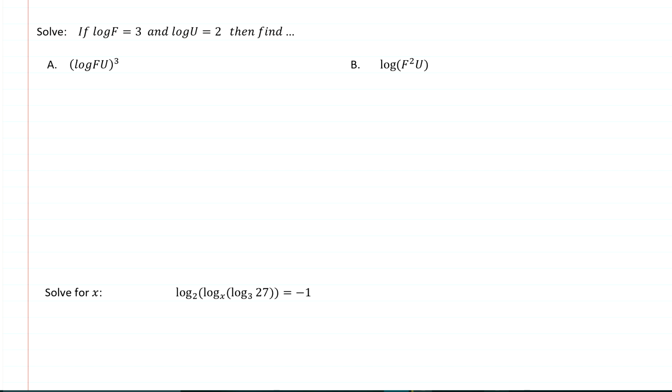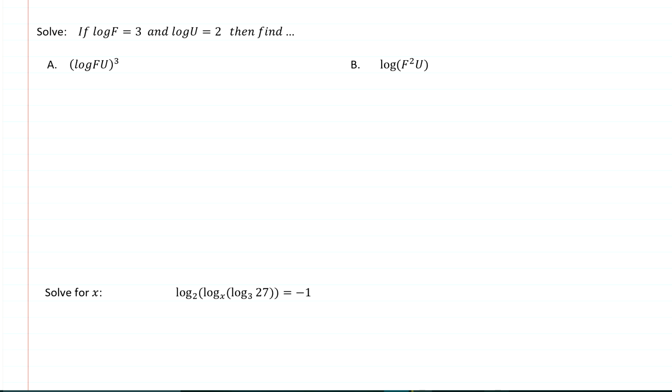Okay, so the next set of questions is just sort of seeing if you know how to use your laws of logs in different ways. And so our first statement here says that if the log of f equals 3 and the log of u equals 2, then find, in the first case, the log of (fu) all cubed. Okay, so we know that if we multiply two terms together, we can write this as two separate logs. So maybe pause the video and see where you get to with this set of questions.